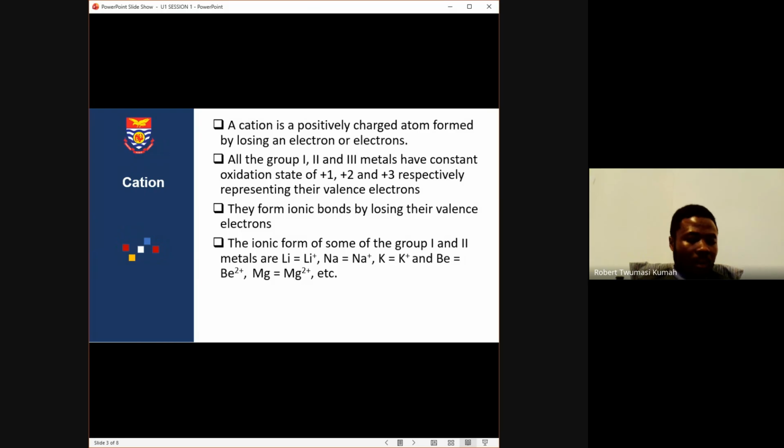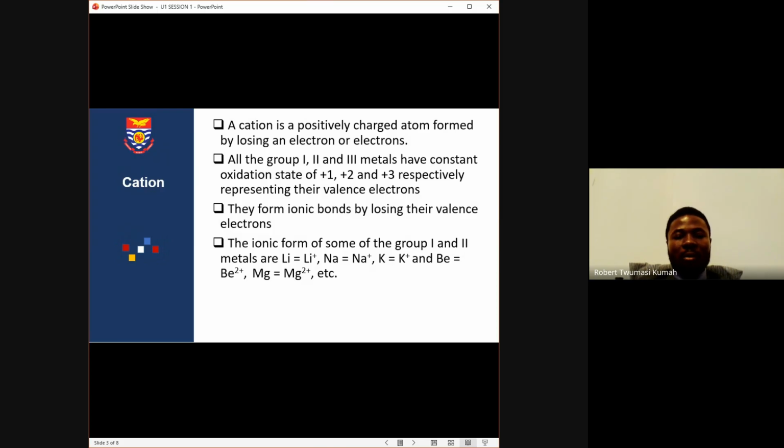By now, if I say valence electron, I think we all have a fair idea of what a valence electron is, or an outermost electron. We are talking about the electrons in the last shell. That is, if you do the configuration, the electrons in the last shell are the valence electrons, or the outermost electrons.